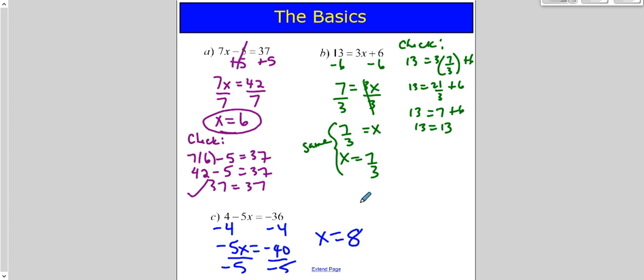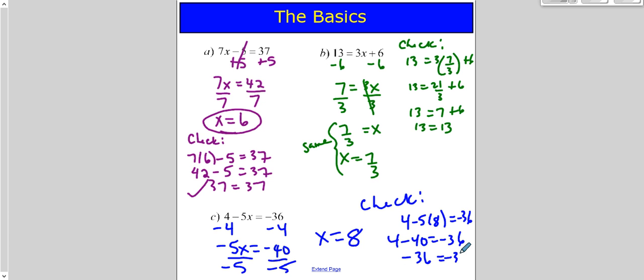Okay, and again, you can do a check just to see. So 4 minus 5 times 8 equals -36. 4 minus 40 equals -36, and that is a true statement. -36 equals -36. So remember, as you're solving equations, it's the opposite order of BEDMAS. You're going to look to see what's added or subtracted first and get rid of that. And then you'll divide by whatever number is in front of your x variable.